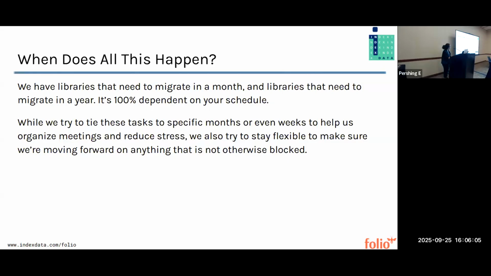When does all of this happen? That's a great question. So we have libraries that need to migrate in a month and libraries that need to migrate in a year. There's a lot of in between in there. It's really dependent on your schedule. The thing that I like to highlight, though, is that even though we have this really specific plan at the beginning that tells you which month we're going to be doing each of these things, or even down to the week, we try to stay flexible. So we want to make sure that we're moving forward on anything that isn't blocked as we can. It can be very easy to fixate on like, oh, we can't move forward on adding our users because we have a problem with extracting the data. Well, it's like, okay, we can move on to inventory because that's not actually dependent on users.